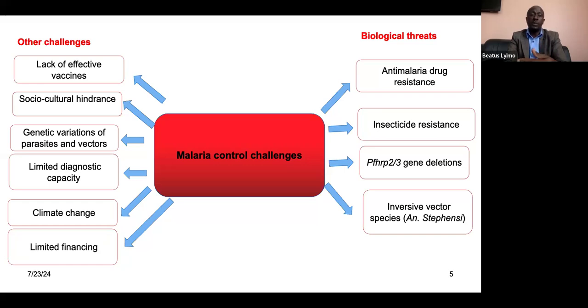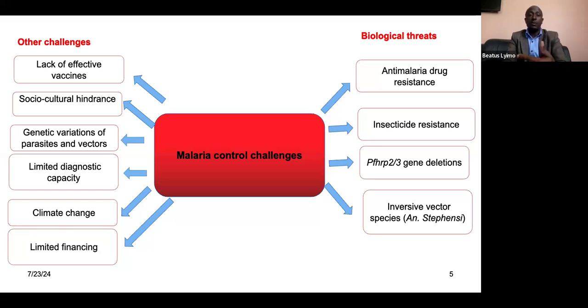Also, we have the issue of limited financing. We have the issue of climate change, where there are some areas where malaria was zero, but now we are starting to see the number of cases rising with the rise of temperature and new breeding sites for the mosquito, which provide favorable conditions for the mosquito to breed and replicate the parasite. We also have the issue of limited diagnostic capacity in our health settings.